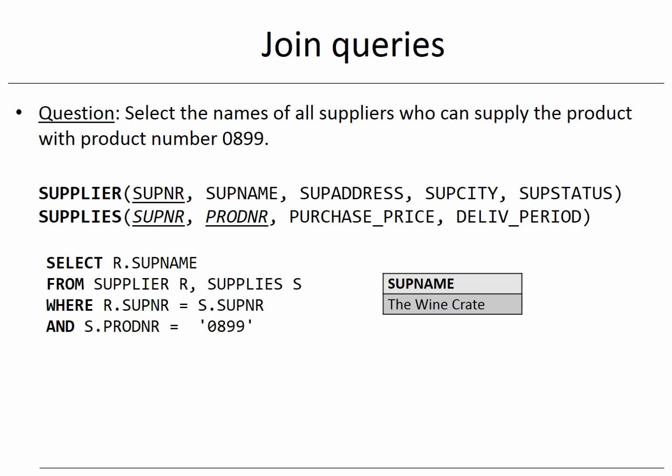Basically, any condition can be added to the join condition. Consider the following question. Select the names of all suppliers who can supply the product with product number 899. We need data from two tables, supplier and supplies, which should again be joined. The SQL query then becomes select r.subname from supplier R, supplies S, where r.subnumber equals s.subnumber and s.prodnumber equals 899. The result of it is The Wine Crate.